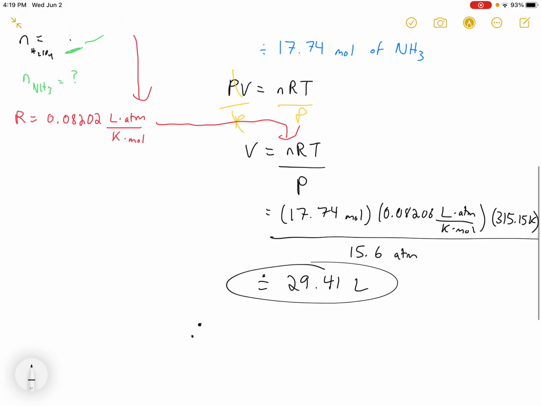So therefore, 29.41 liters of ammonia are needed.